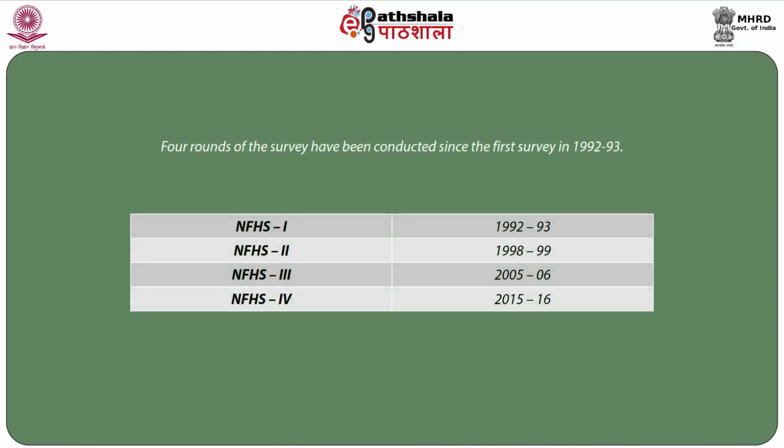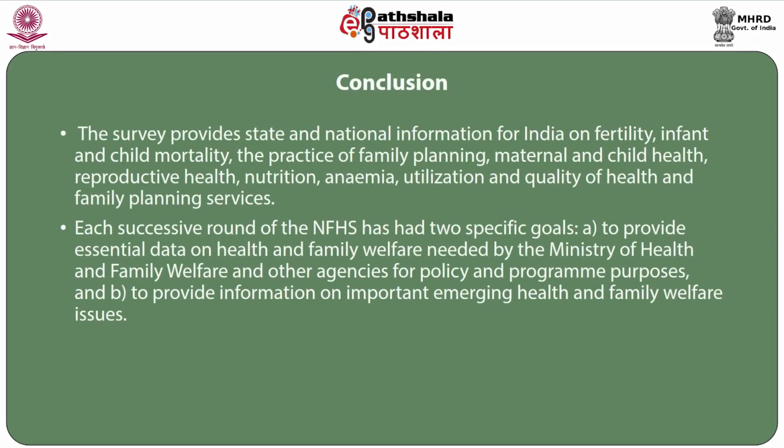4 rounds of surveys have been conducted since the first survey in 92-93. NFHS 1 in 1992-93, NFHS 2 in 1998-99, NFHS 3 in 2005-06, NFHS 4 in 2015-16. The survey provides state and national information for India on fertility, infant and child mortality, the practice of family planning, maternal and child health, reproductive health, nutrition, anemia, utilization and quality of health and family planning services.